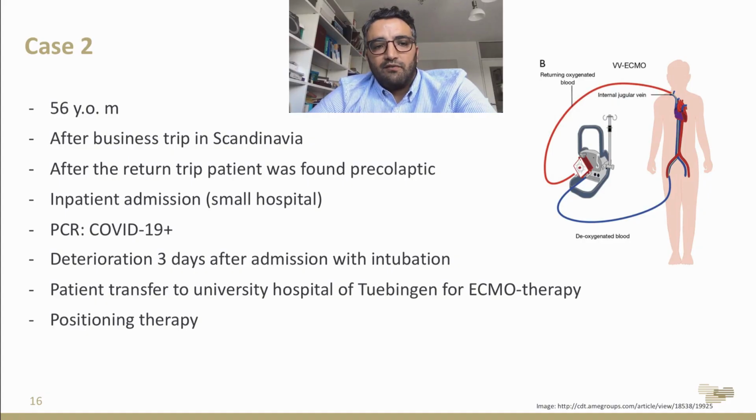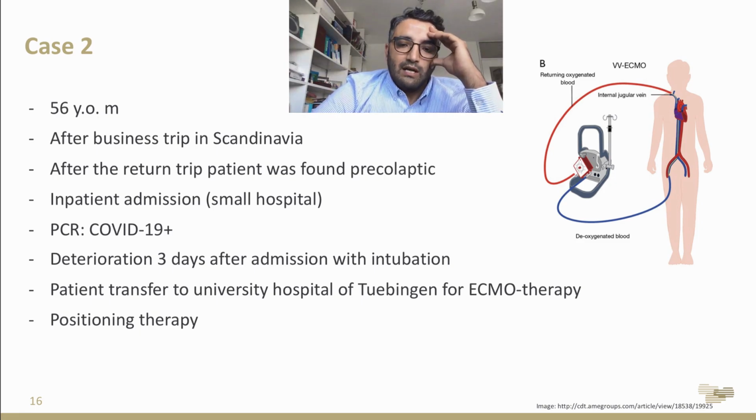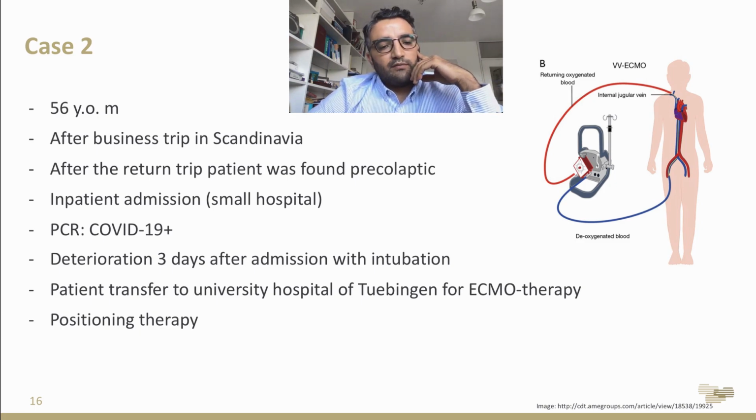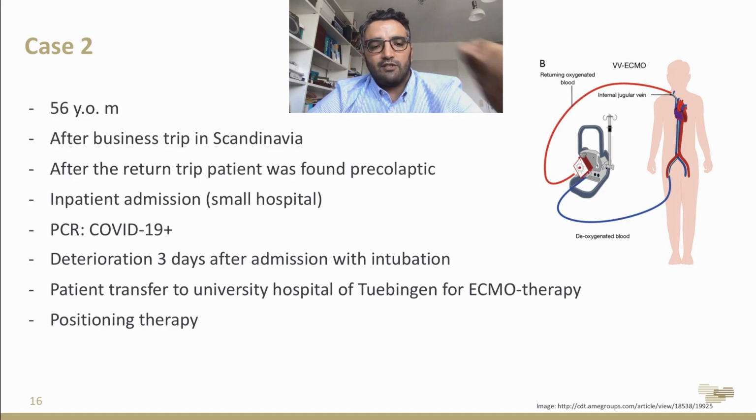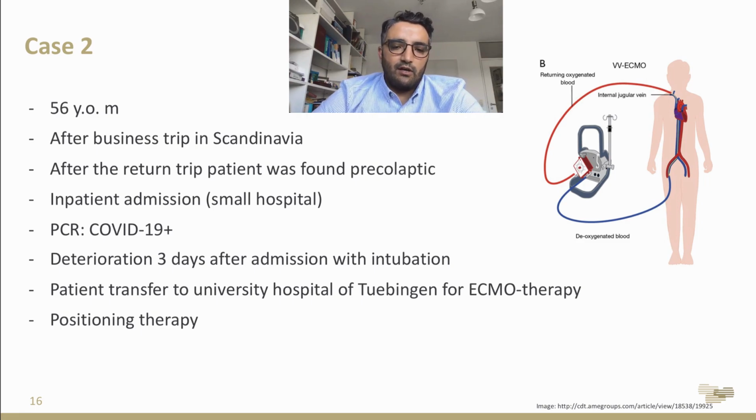Another case, it's a more severe case, a 56 years old male. After a business trip in Scandinavia, he was found precollapsed in his apartment. He was transferred with the ambulance to a small hospital. He was tested positive for COVID-19, and the situation from there got worse. So he had an intubation 3 days after admission. And after that, he was transferred to a university hospital, to our hospital for ECMO therapy.